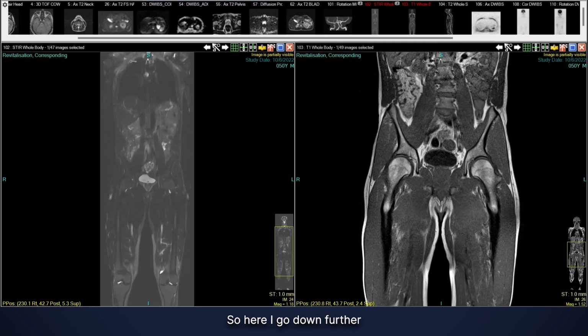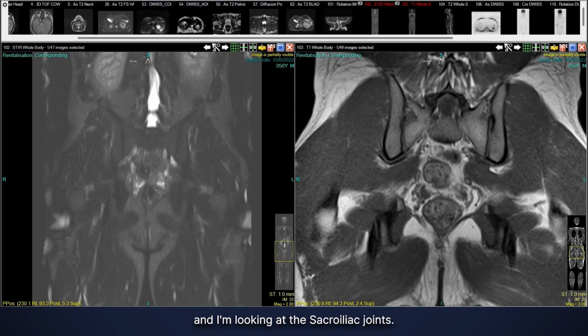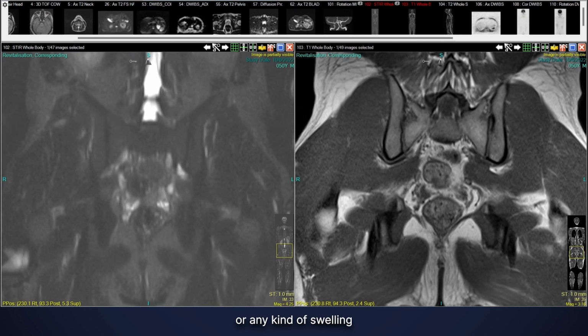So here I go down further and I'm looking at the sacroiliac joints. So here's the right one and here's the left one. These look nice and smooth, no signs of bony erosions or any kind of swelling or bone marrow edema, and no signs of sacroiliitis. So these are normal looking sacroiliac joints.